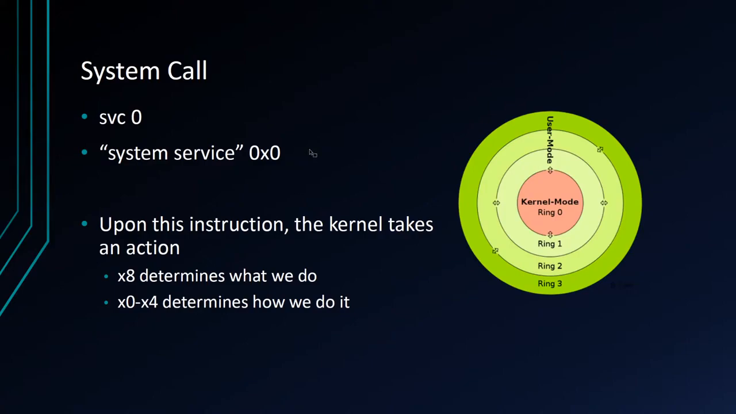And then similar to the previous tutorial, to do anything, our process, the user mode area, needs to request a service from the kernel. The way we do this is using a system call, which in AARCH64 is this instruction: service 0, or system service 0. When that instruction gets run, the kernel takes action. The action that it performs, the syscall number, is stored in X8, and X0 through X4 determine how we do it. Very similar to how ARM32 did system calls.